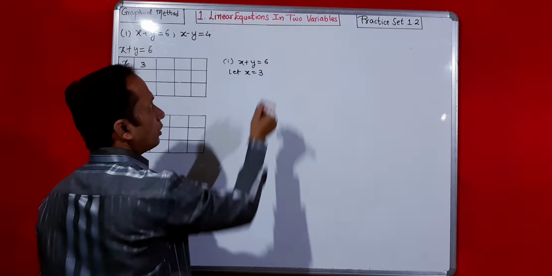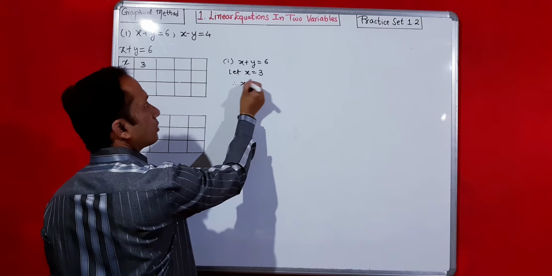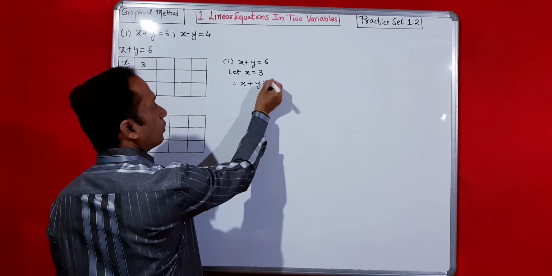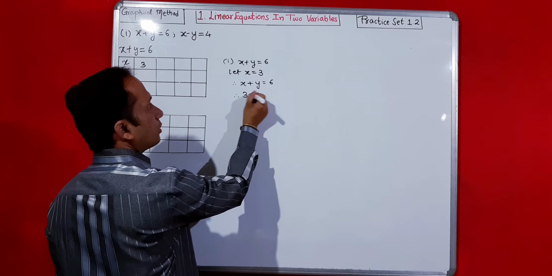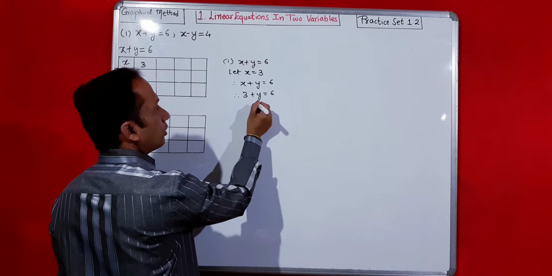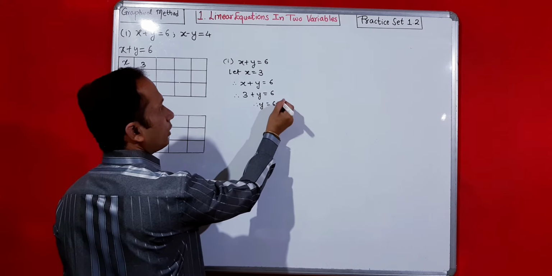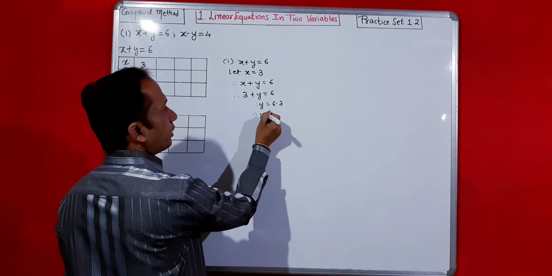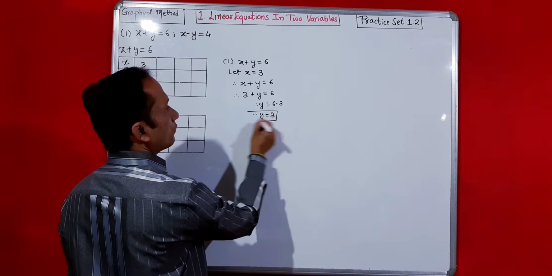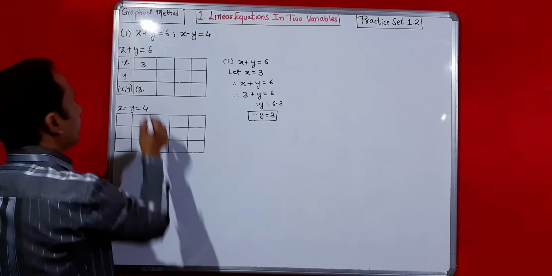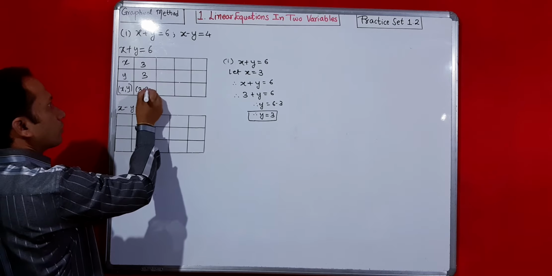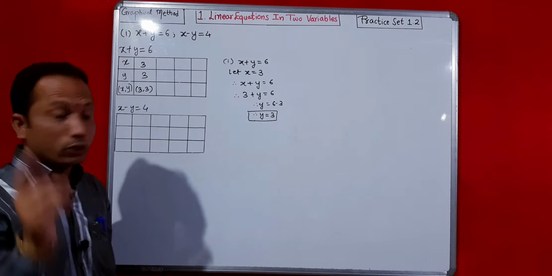Now see the equation, x plus y is equal to 6. Therefore 3 plus y is equal to 6, therefore y is equal to 6 minus 3, therefore y is equal to 3. Okay, so this is the first, we'll get 3 and 3. Now consider the second value.